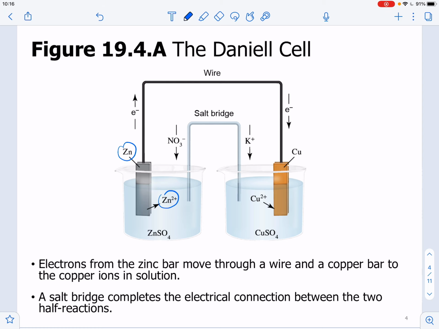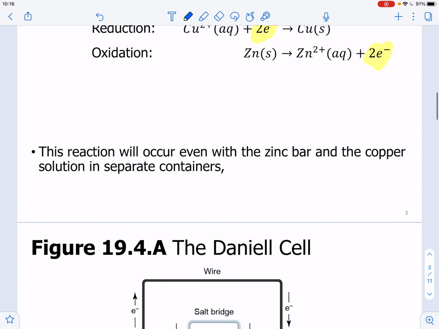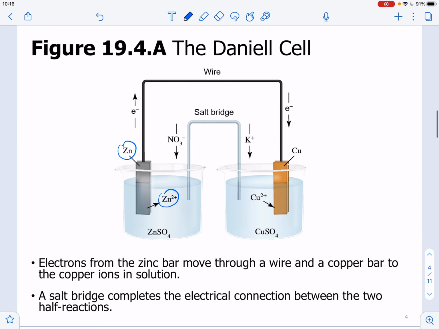And zinc, if you remember in this reaction, zinc is being oxidized, right? So in this side, we have zinc going to zinc 2 plus and 2 electrons, okay? Those 2 electrons are being deposited here in this electrode, and in the other half reaction, we have copper going from copper 2 plus, gaining 2 electrons to go to copper 0.